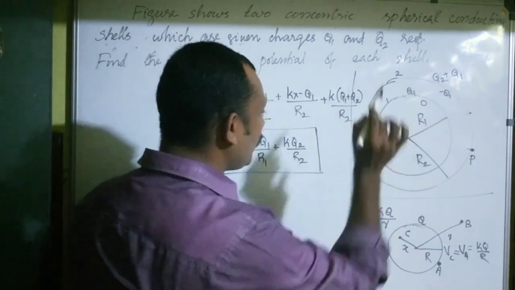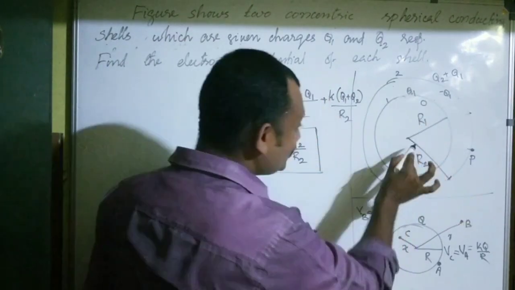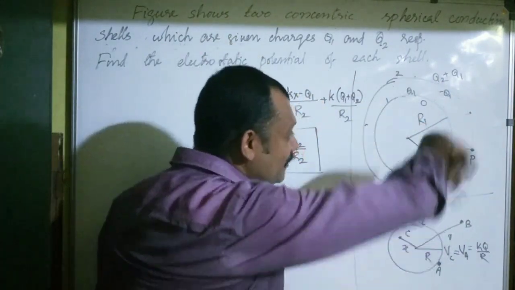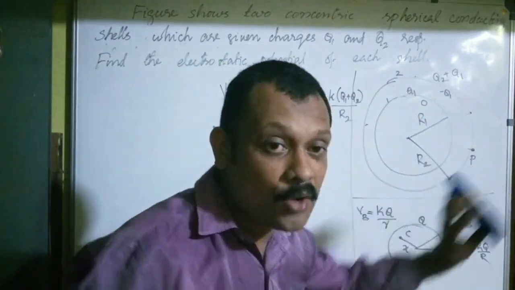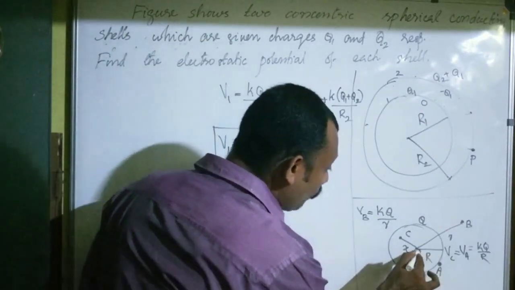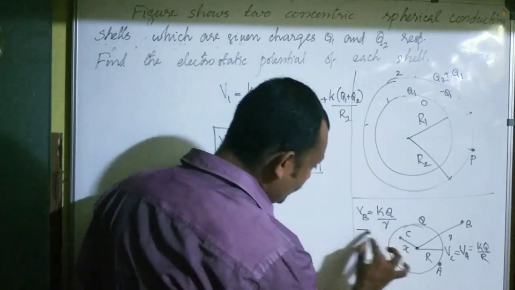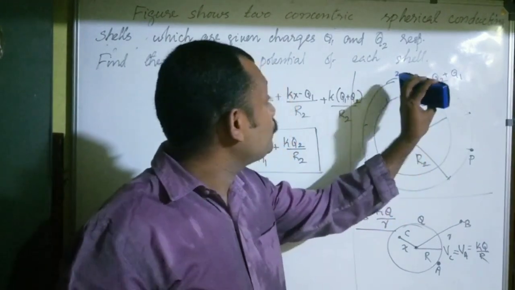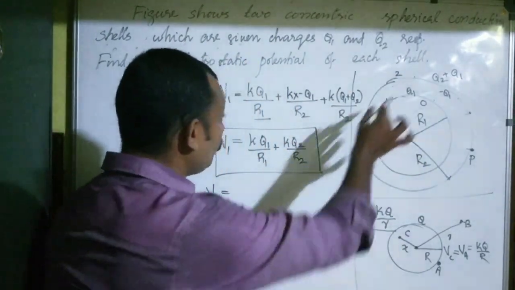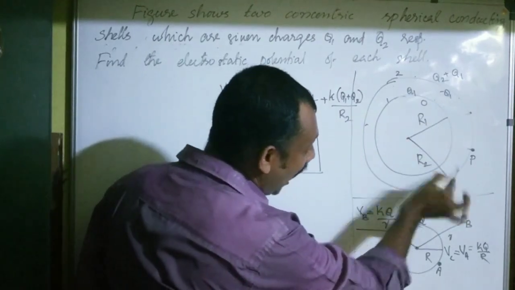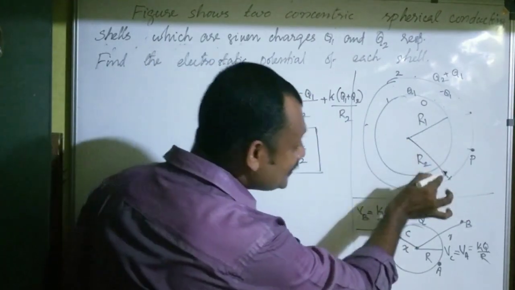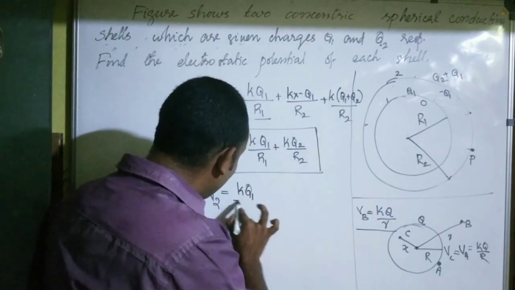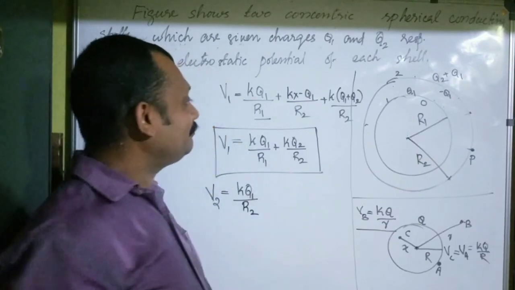So for the contribution from Q1 at a point here, this distance is R2, this distance is R2. Everywhere it is at a distance R2 from the center of sphere 1. So for an outside point, the potential is KQ by that distance. So what is the contribution from the first sphere? V2 is equal to the contribution due to Q1. It's at a distance R2 from the center of the first sphere and it is outside the first sphere, right? So it is KQ1 divided by R2.